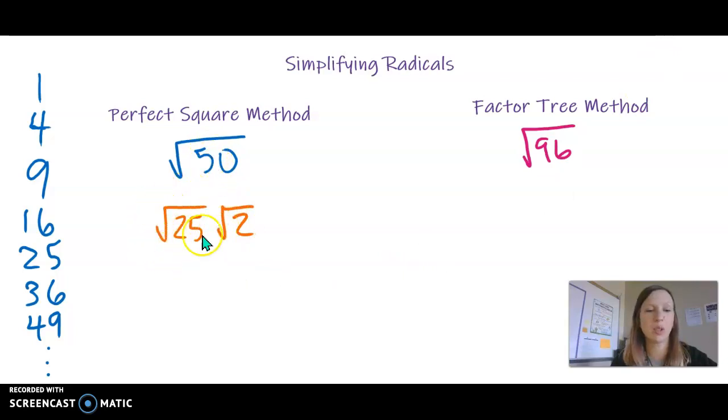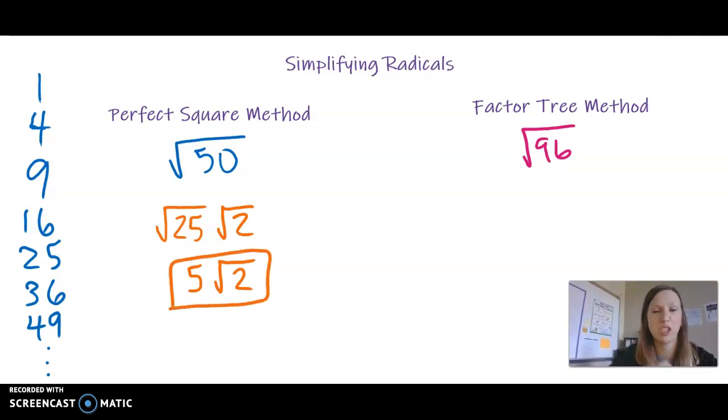Now that we have a perfect square, we can take the square root of any perfect square. The square root of 25 is 5. We cannot take the square root of 2 because it is not one of the perfect squares, so it will remain a radical. And we have finished simplifying.